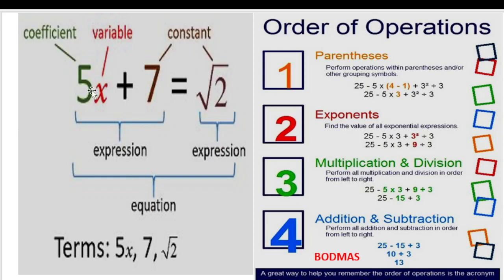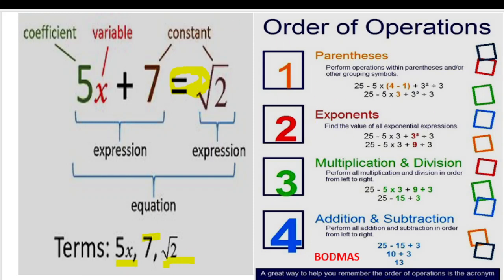Now this is the equation 5x plus 7 is equal to root 2. So 5 is the coefficient, x is a variable, and 7 is a constant, and this is an expression. This whole thing is called an equation because it has this equal sign. So the terms are 5x, 7 and root 2.